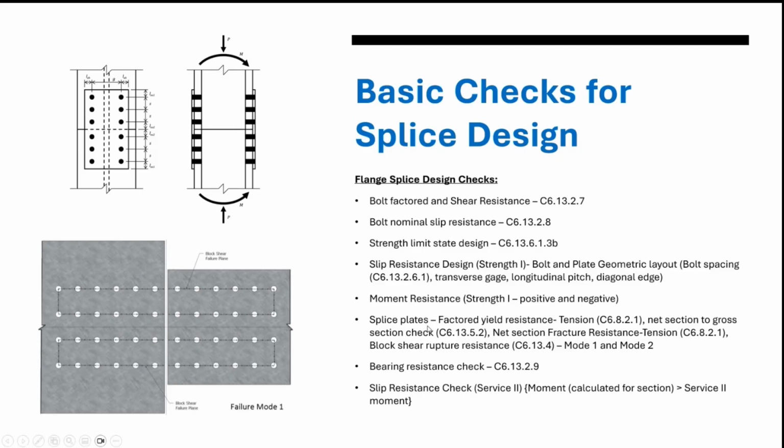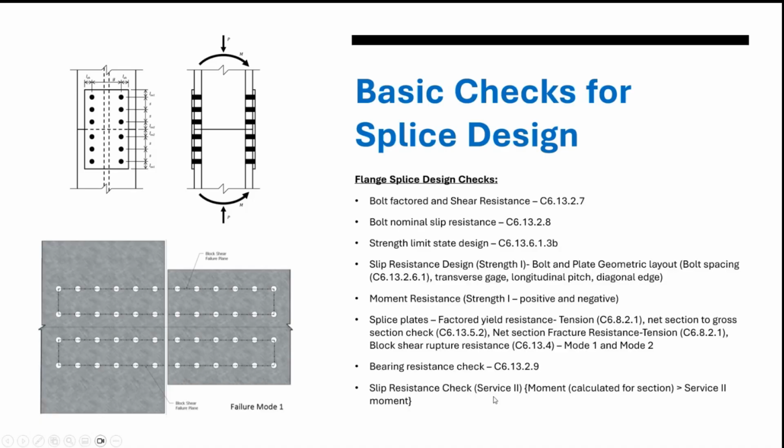For the splice plates, we check the factored yield resistance at the gross section, the net section fracture resistance in tension, and the block shear rupture, as you can see in the figure over here. Block shear rupture is a kind of failure where the connection tears apart due to a combination of tension and shear stresses. So we need to take the block shear rupture into account for the splice design.